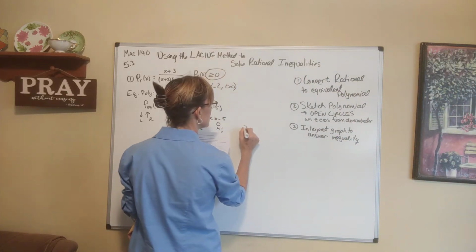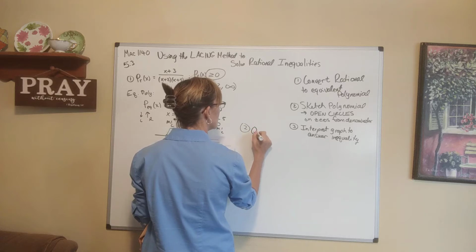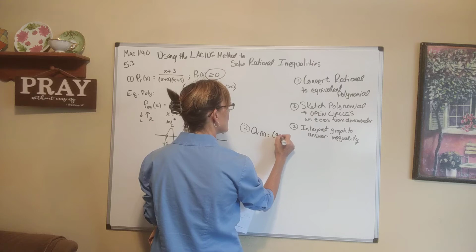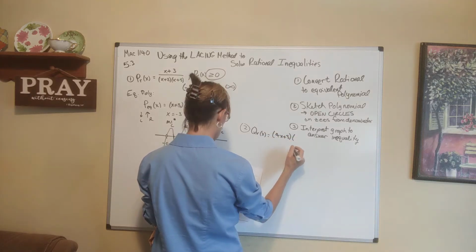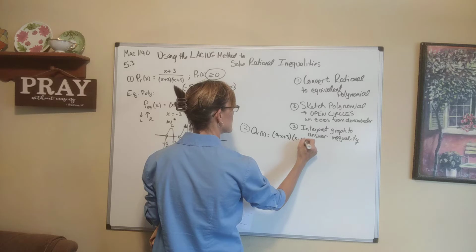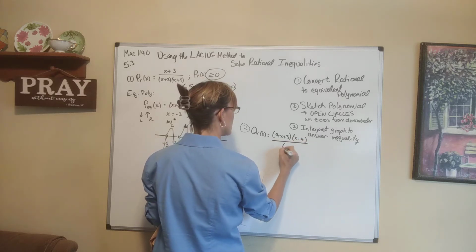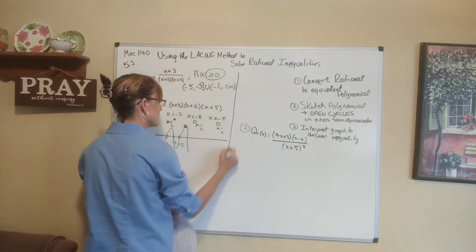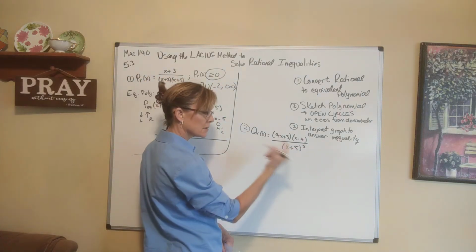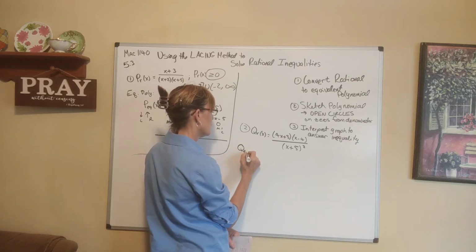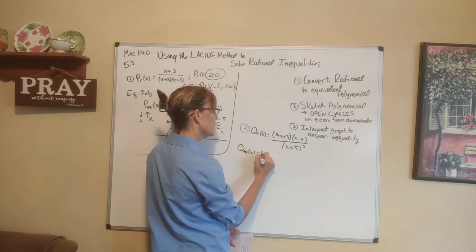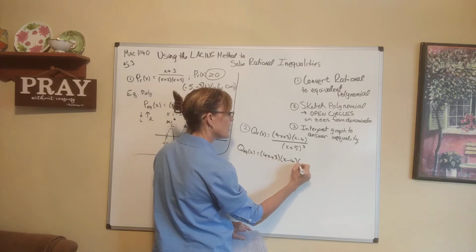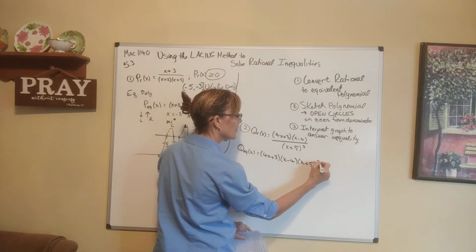Q of R, QR of x is equal to 4x plus 3 times x minus 4 all over x plus 5 squared. Okay, this was this one. Let's find the equivalent polynomial form. Q equivalent would be 4x plus 3, x minus 4, x plus 5 squared.